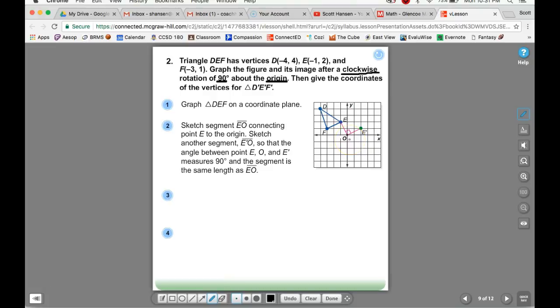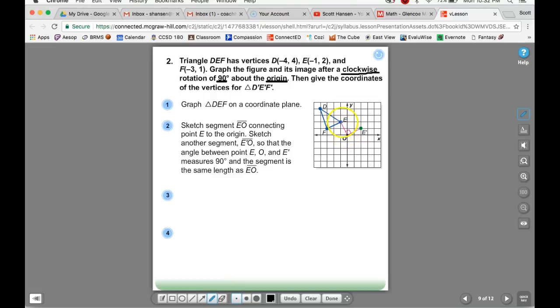Alright, so you're going down here to the origin and then sketch another segment E prime so that the angle between these segments is 90 degrees and the segment is the same length. So these two segments are the same length. We can use distance formula to do that, right?